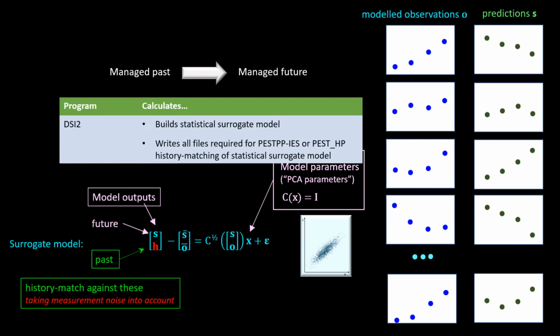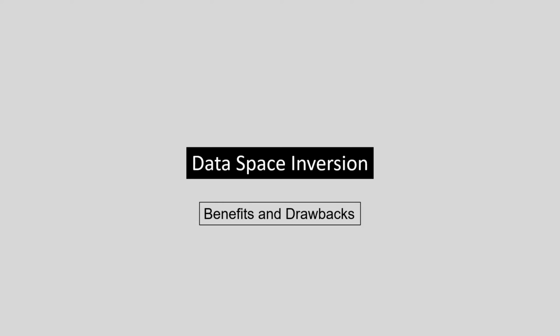Either option can be set up using the DSI2 utility that comes with PEST. Similar functionality is available through the PEST++ and PyEmu suites. So to conclude this video, let's summarize the benefits and the drawbacks of DSI.